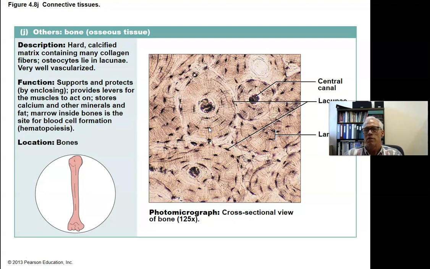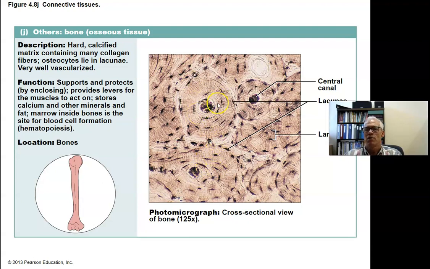Osteocytes, osteo is a prefix that means of bone. Osteocytes, bone cells, right? So we have osteocytes living in lacunae. That's what these little black smudges are. They are sort of flattened out bone cells living in hollow spaces called lacunae in the bone.